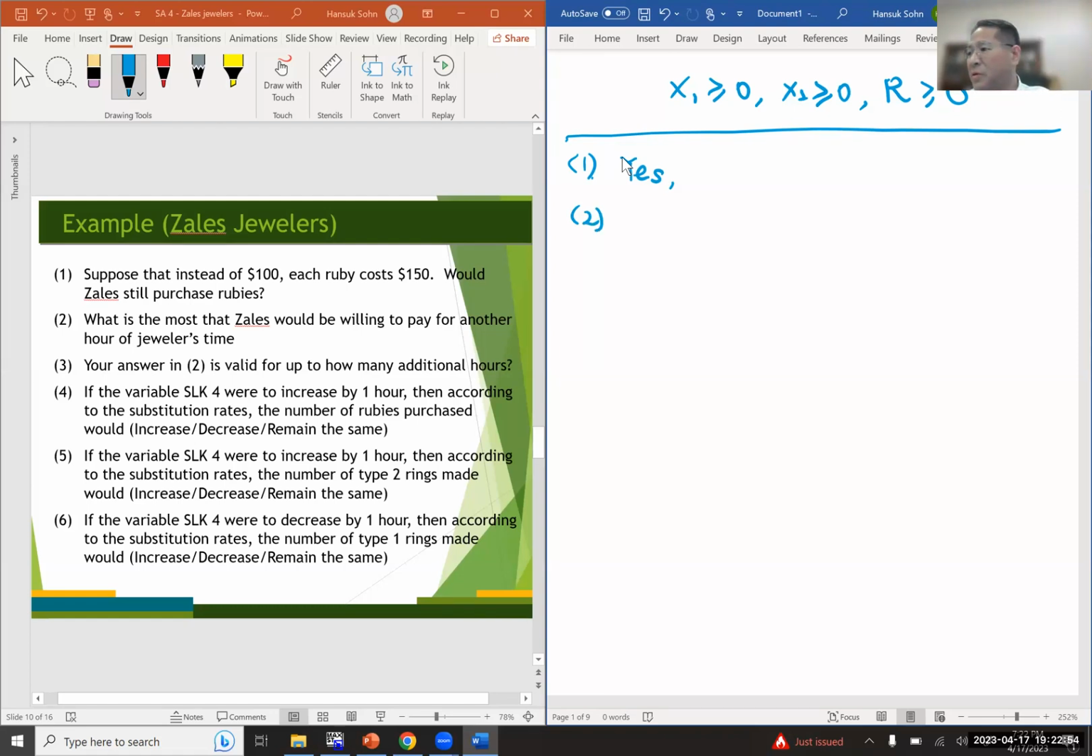Okay, now let's move on to question number 2. Okay, so what is the most that Zales would be willing to pay for another hour of jeweler's time? Okay, the question mark is missing. Okay, so in this case, what information do we have to look at?